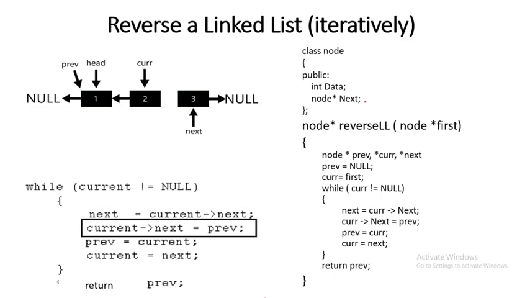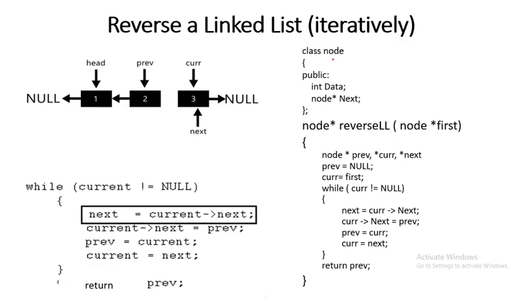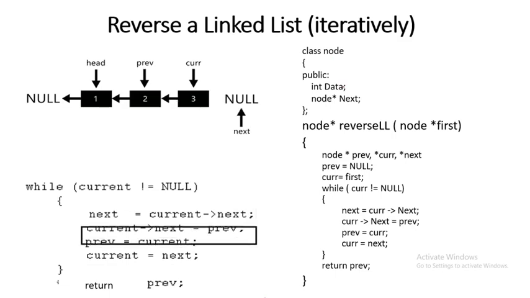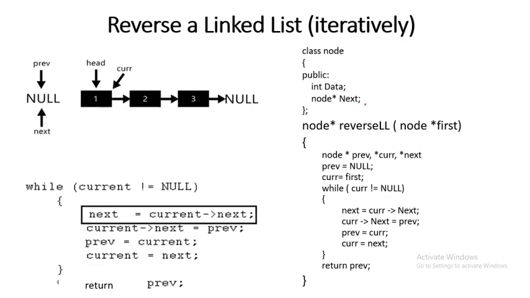A linked list is a collection of nodes where the structure of the node contains two fields, the data field and the address field. The address field is pointing to the address of the next node in the list.